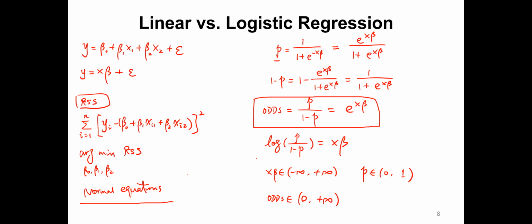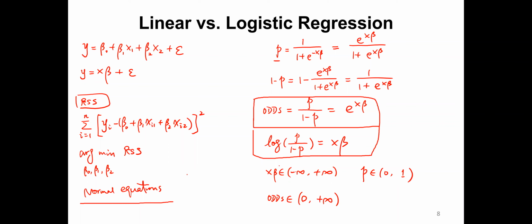Okay. Now we're going to do the logistic regression. The logistic regression equation is this one: log of P over 1 minus P equals X beta. The X beta is in the range from minus infinity to plus infinity, and P is in the range of 0 to 1. And the odds is in the range 0 to plus infinity.